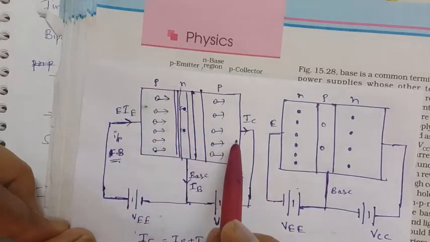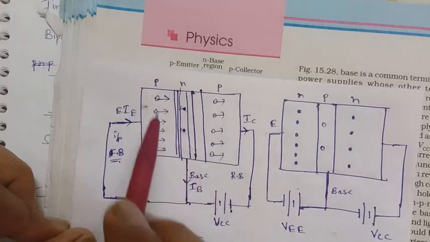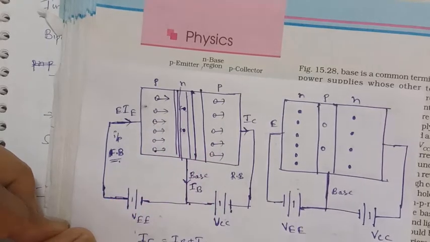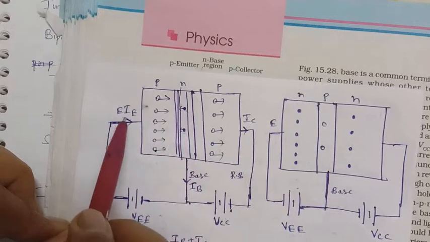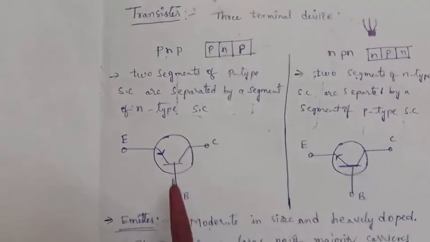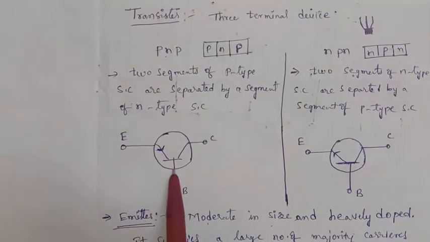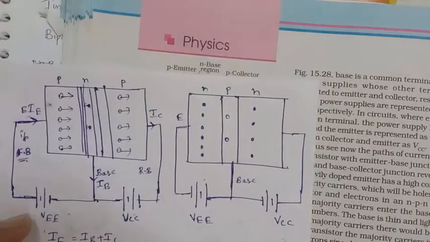In a PNP transistor, the majority portion of the current is due to holes, and the current direction is inwards to the emitter. That's why we draw the direction of the current in this way. In case of an NPN transistor, it is outward in direction.